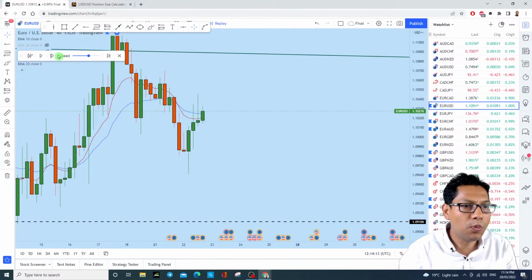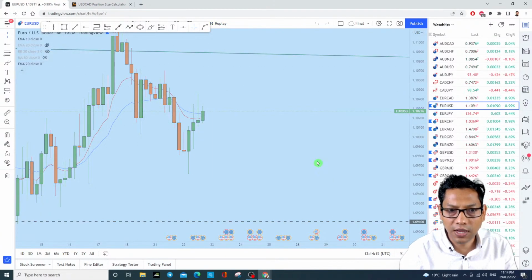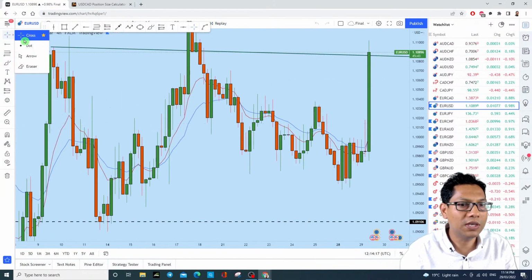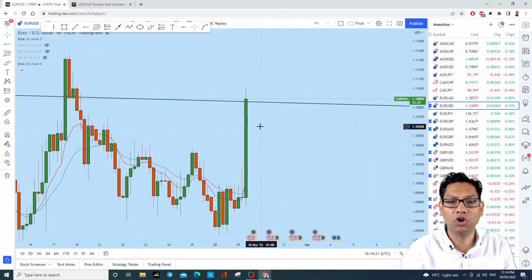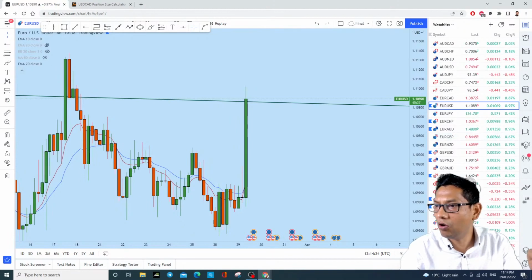Now at this point, I'm not going to trade. I'll see further confirmation of what's happening with Euro dollar. If I see that this is the first breakout, then I'll sell short. Okay, for now I'll be waiting to see further confirmation.